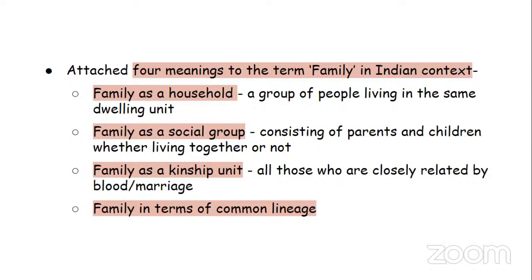Then the next one is family in terms of common lineage. So A.M. Shah described family through these four meanings: family as a household, family as a social group, family as a kinship unit, and family in terms of common lineage. Okay.